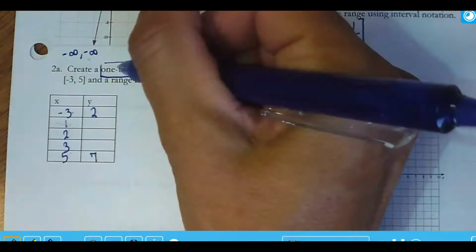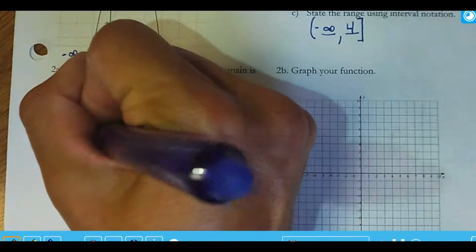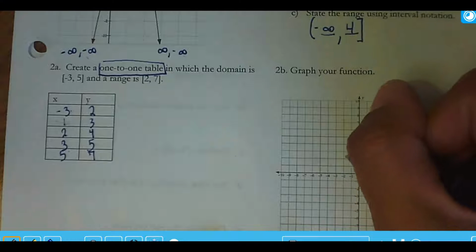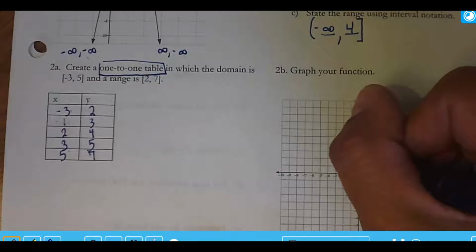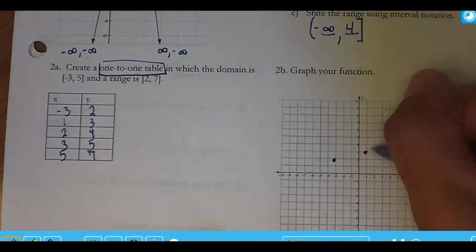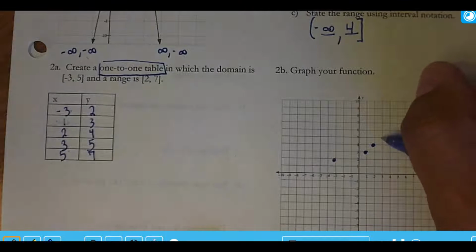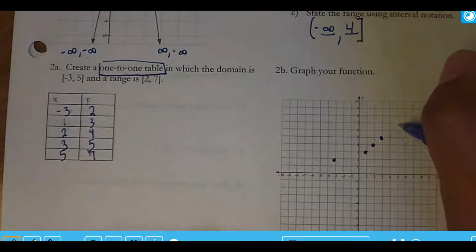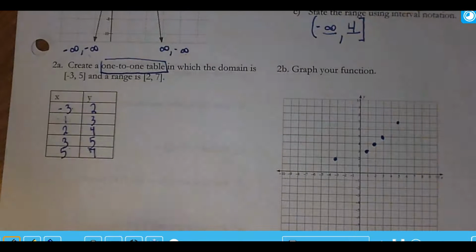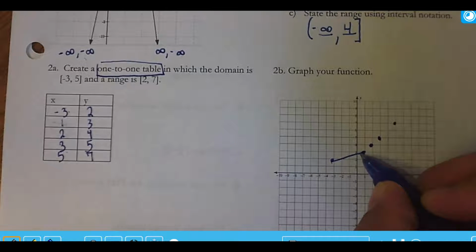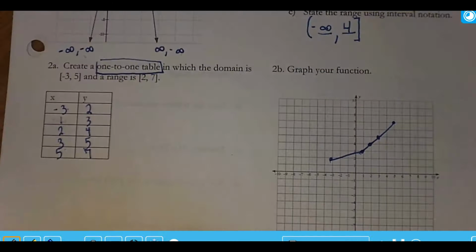For my y's, I'm just going to do the same thing. I just have to make sure, since it's one-to-one, that none of my y's repeat. So I'll just do 3, 4, 5. And then if you come over here and graph them, so here's (-3, 2), excuse me, (1, 3), (2, 4), here is (3, 5), and (5, 7), then you can connect them from left to right, and then it should pass both the vertical line test and the horizontal line test.